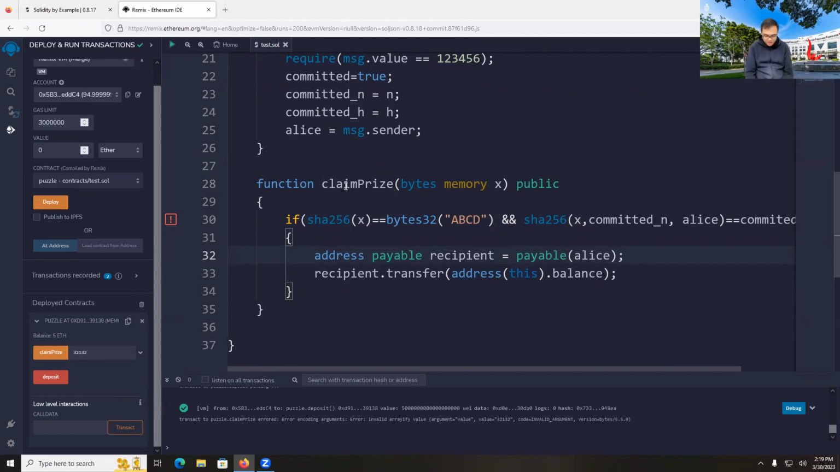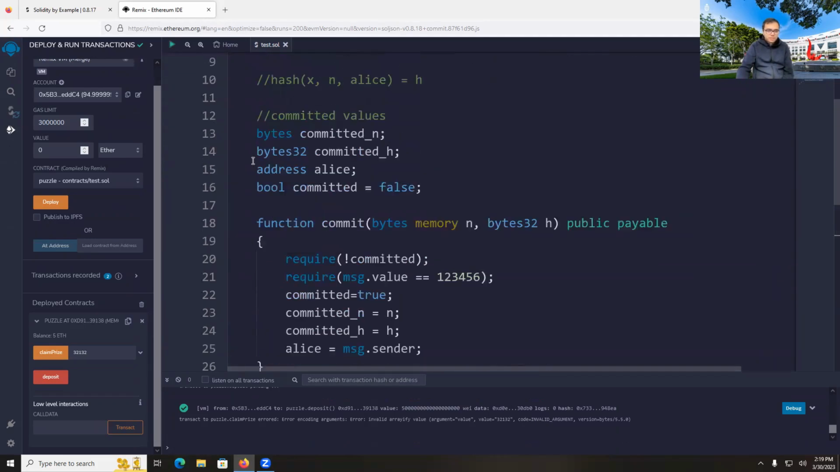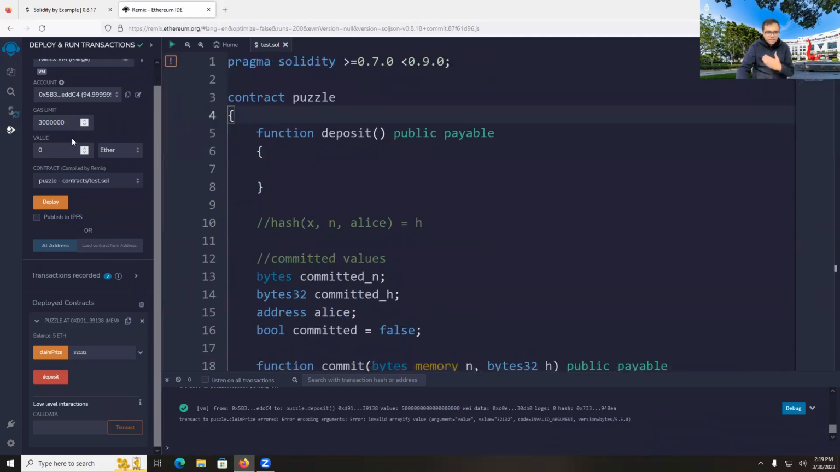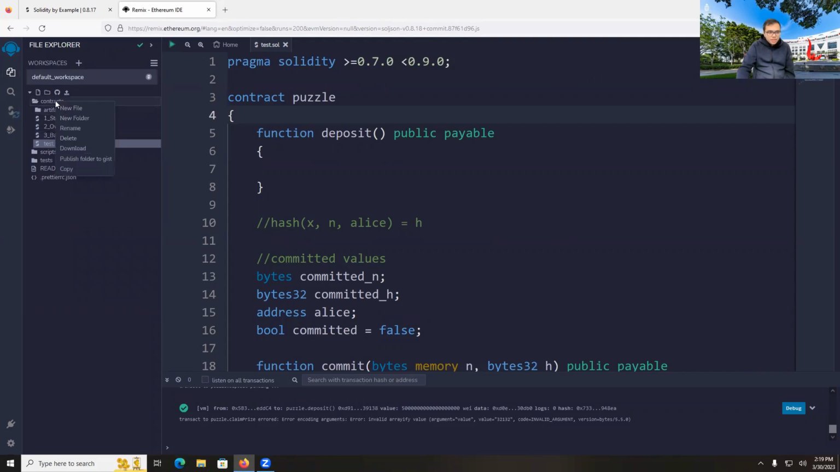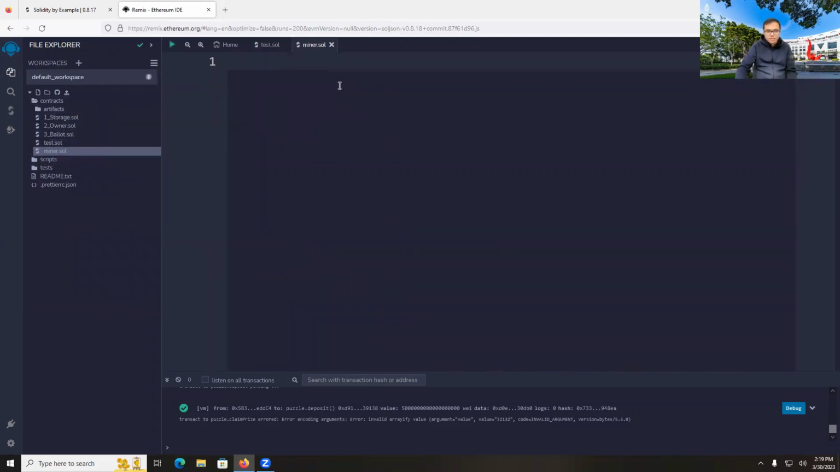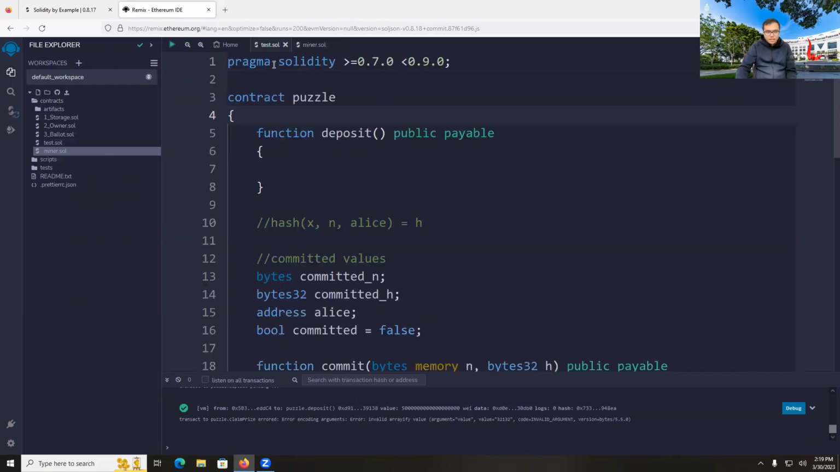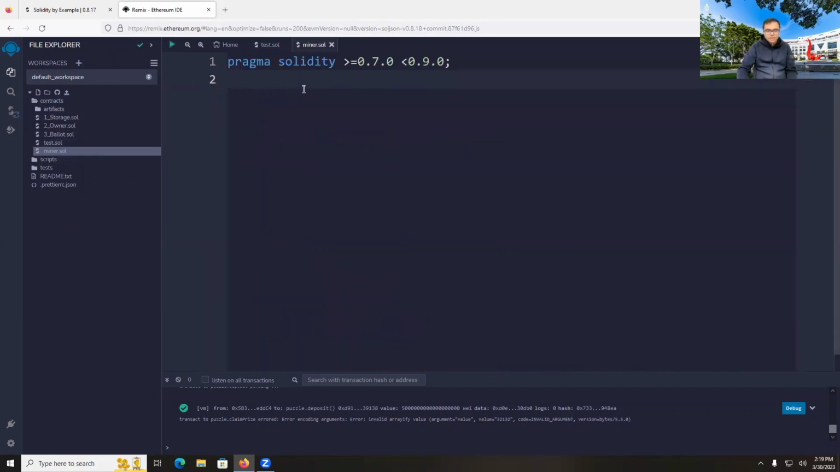Okay. So now that we know this, let me show you another instance of how this interaction with the miners can actually have a lot of unintended consequences. So I'm going to create another one. Let me call this one miner.sol. Again, you have to say the version of Solidity that you're using.